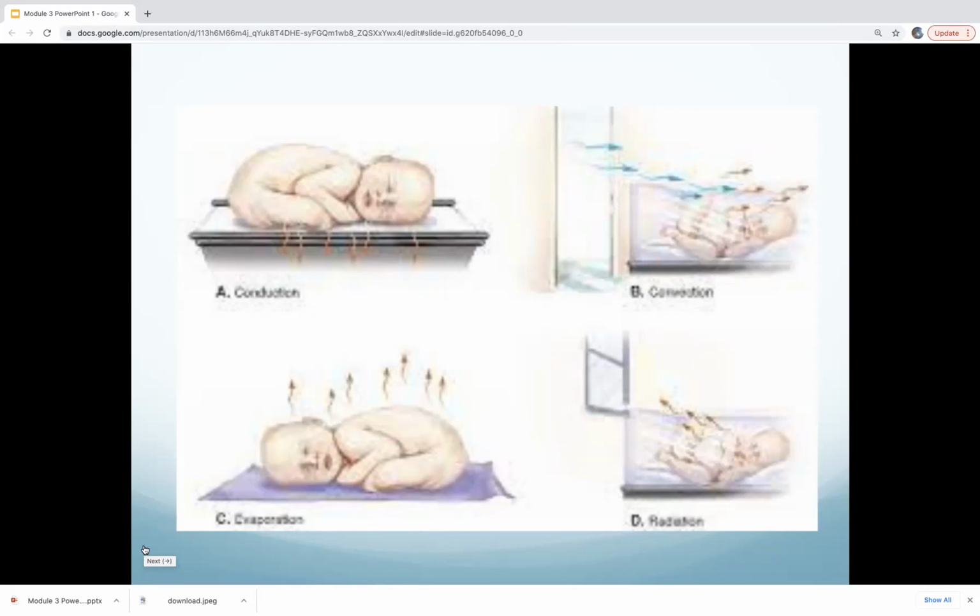And then the last one, letter D, is radiation. Transfer of heat from the neonate to a cooler object that is not in direct contact with the neonate, such as the cold walls of the isolette or cold equipment near the neonate. Now, don't get radiation confused with conduction. Remember, conduction is they are directly on that cold equipment. In radiation, they're near. All right. So just to keep those in mind.